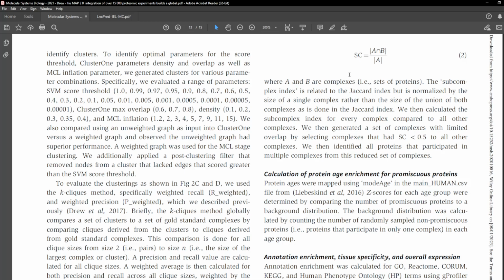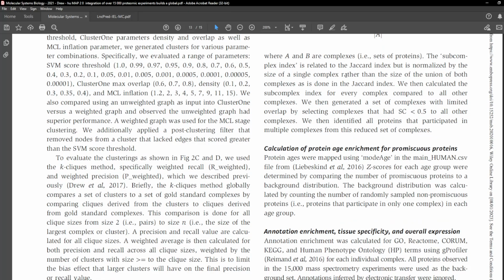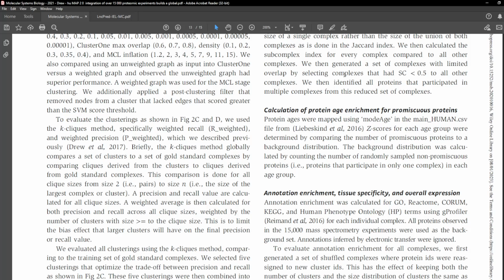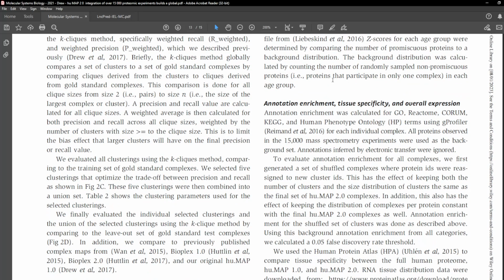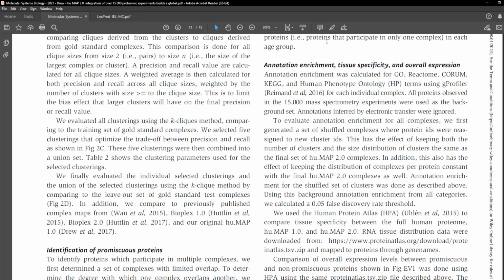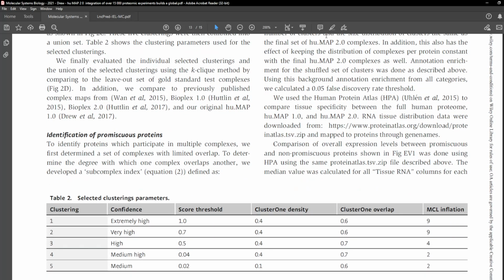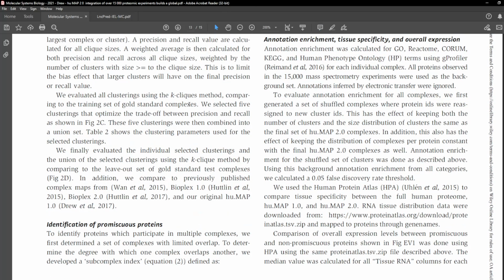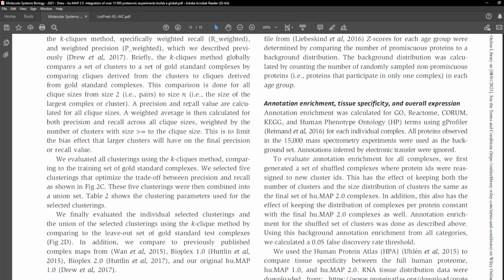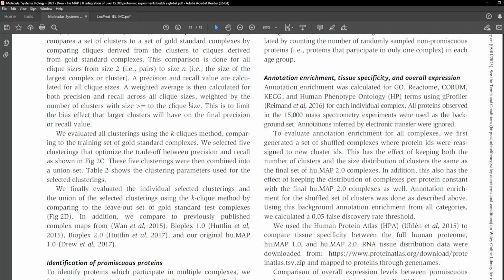We finally evaluated the individual selected clusterings and the union of the selected clusterings using the K-Cleeks method by comparing to the leave-out set of gold standard test complexes, Fig 2d. In addition, we compare to previously published complex maps from Wen et al., 2015, Bioplex 1.0, Hutlin et al., 2015, Bioplex 2.0, Hutlin et al., 2017, and our original Hu.MAP 1.0, Drew et al., 2017.